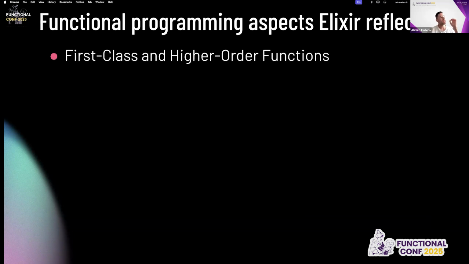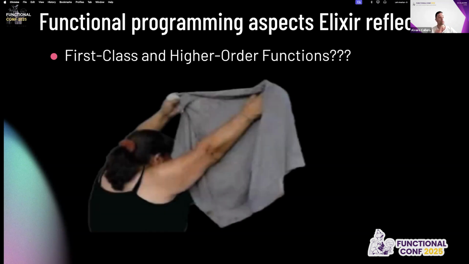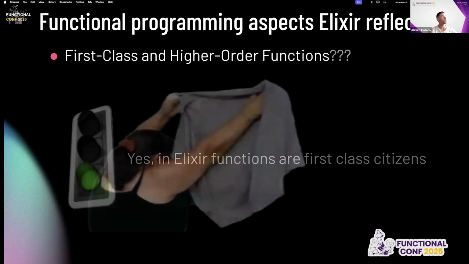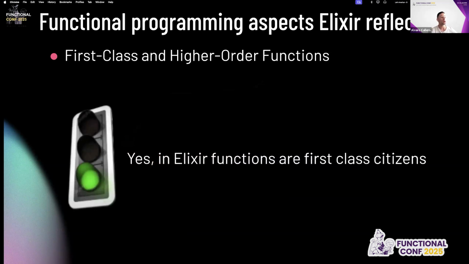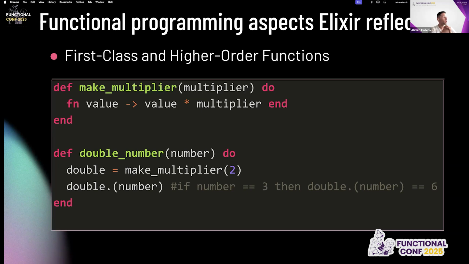Second example, first class and higher order functions. This is a concept in which we can assign functions to variables, we can receive functions as params, or we can return functions as a result. So again, the question is, do we have that in Elixir? And the answer is yes. In Elixir, functions are first class citizens. So let's see this other example.